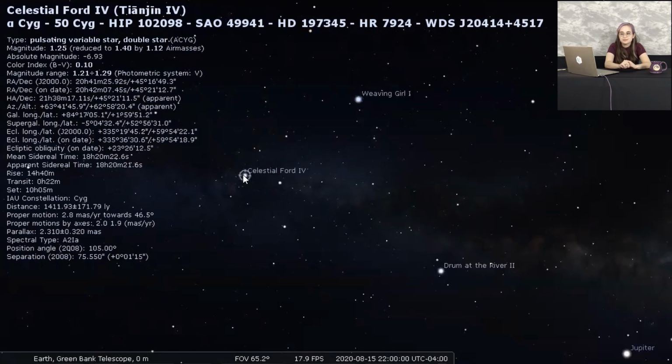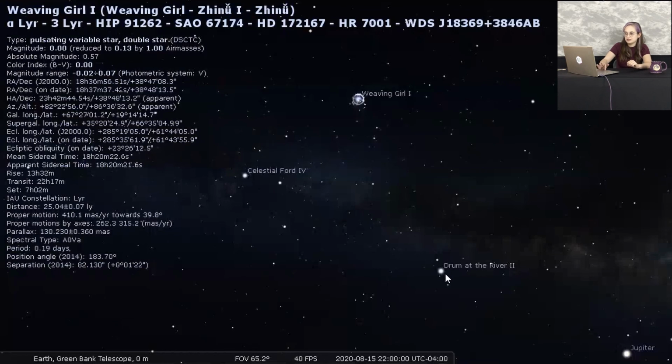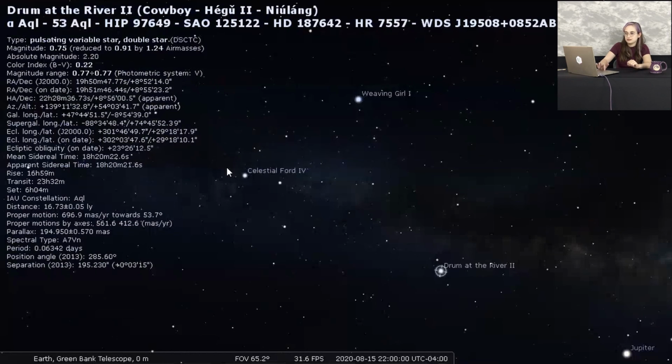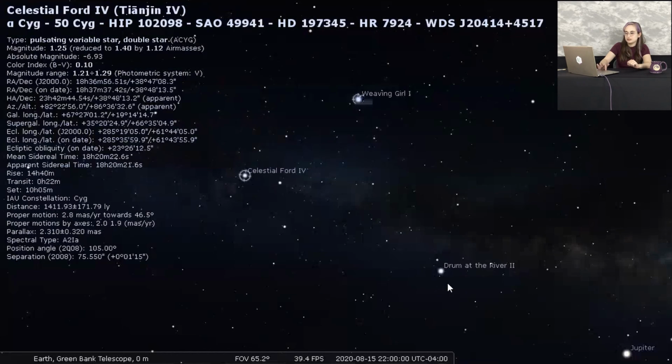And Deneb is called, apparently, the Celestial Ford, or the bridge over the Milky Way, the Celestial River. So this right there is where they meet. So we've got Vega, Altair, and Deneb, this summer triangle asterism.